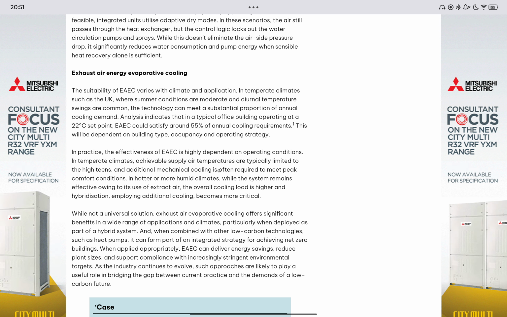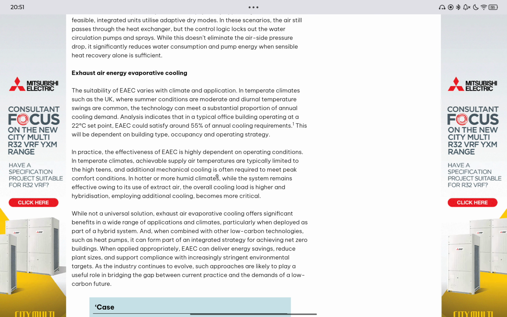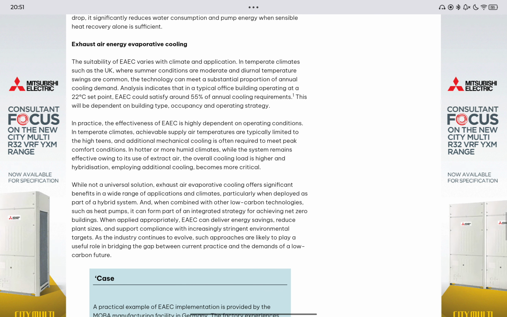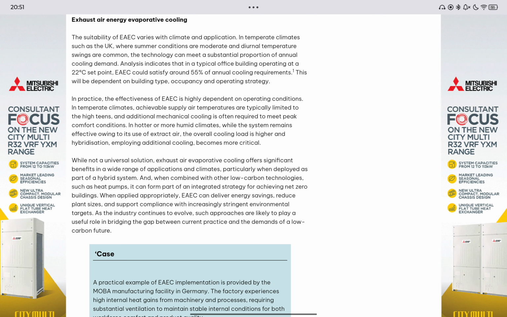Analysis indicates that in a typical office building operating at a 22 degrees set point, EAEC could satisfy around 55% of annual cooling requirements. This will be dependent on building type, occupancy and operating strategy.